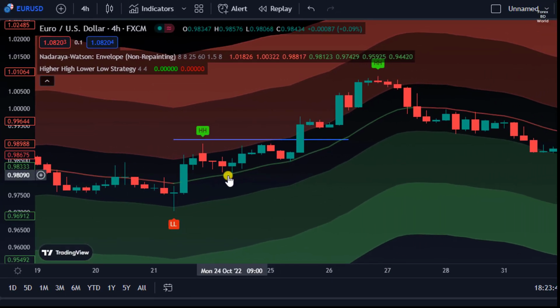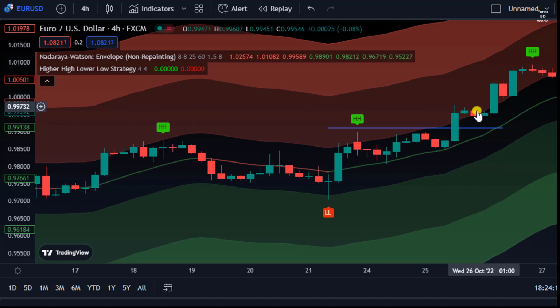Then our next rule is the market will go up to the red cloud, and here we can see the market is now at the red cloud, and the last rule was the market will break the recent higher high level. So here we can see the market breaks its recent higher high level. So the higher high level has been broken above, so here we have all the criteria matched, and if we look at the next movement of the market, then we can see that the market has gone upward.